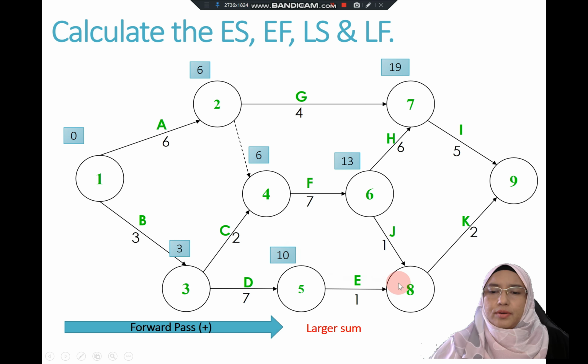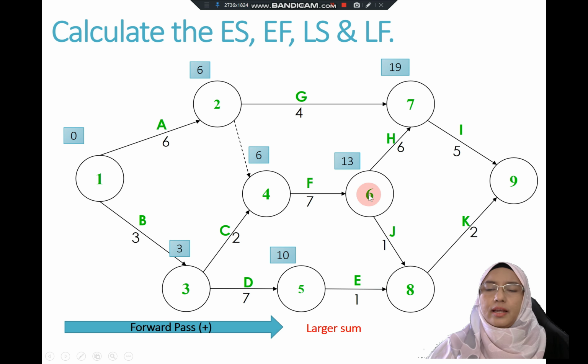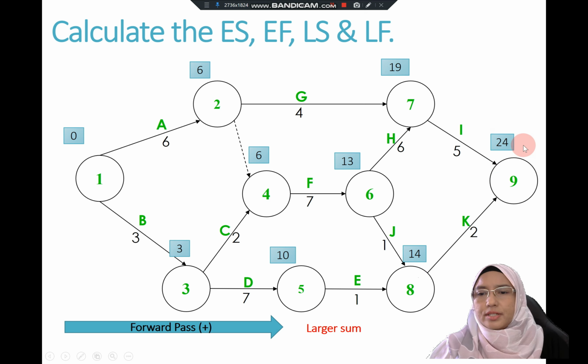And before you decide what is the early finish for activity E, you need to also consider these two directions, these two arrows. The first arrow is 13 plus 1 is 14, and 10 plus 1 is 11. Again, you have to take the largest sum, which is 14. So 14, in order to terminate here, we also need to take the larger number, which is 24.